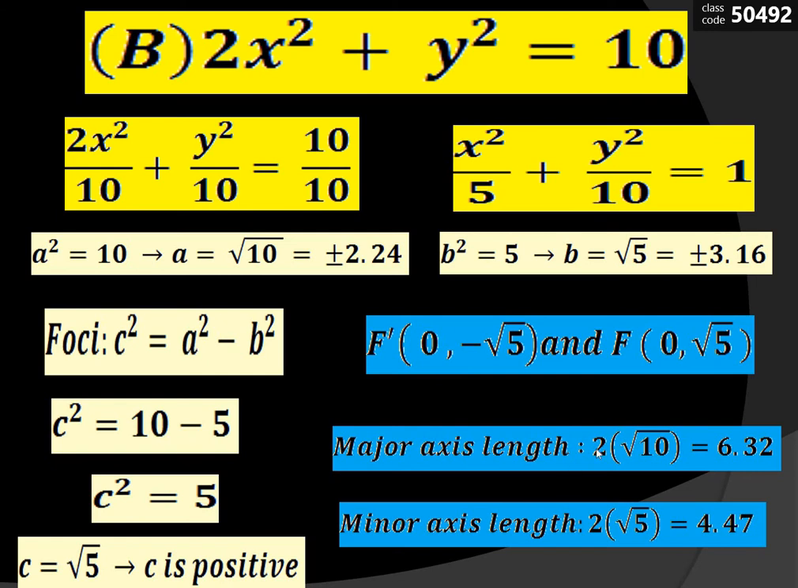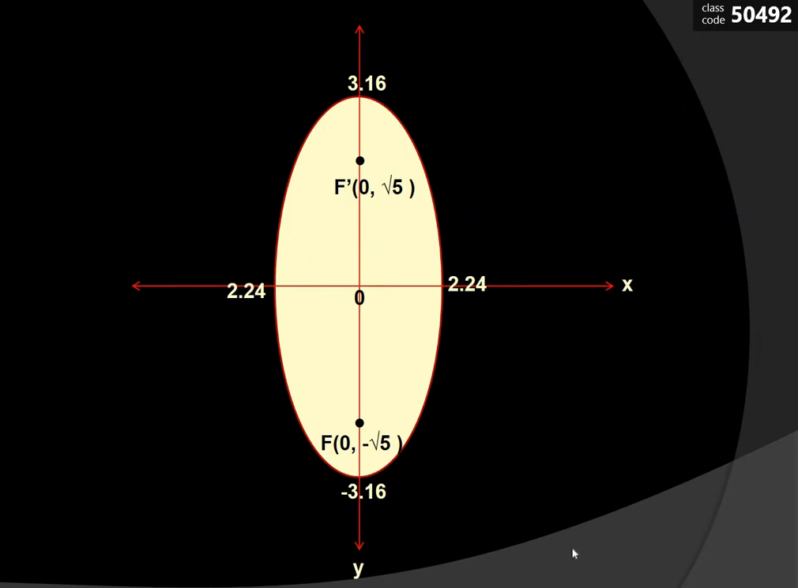The major axis is the same, 2 times a, where a is square root of 10, so it is 6.32. The minor axis length is 2 times square root of 5, which is the value of b. Then we have 4.47. Let's have the graph. Okay, so look at this. It's along the y-axis. So f prime here, the f, this is the b this time. This is the negative 2.24. This is the positive 2.24. This is the a, 3.16. And this is a negative a, negative 3.16.